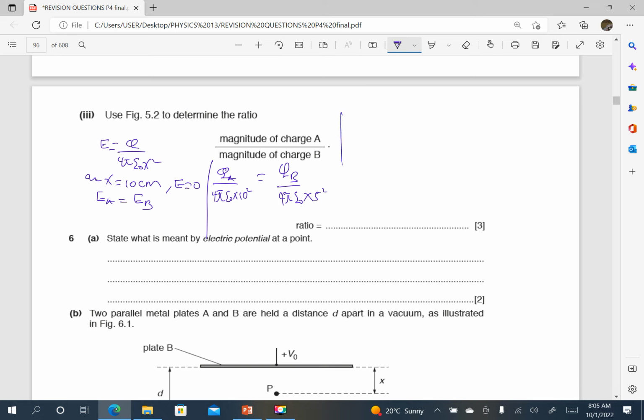So when you simplify this, remember you want QA divided by QB. 4 pi epsilon naught has cancelled. When I divide QA by QB, it becomes 10 squared divided by 5 squared, which is 100 over 25. So this will be 4.0. We can also use E at the surface if we knew it. But this is the easiest to use.